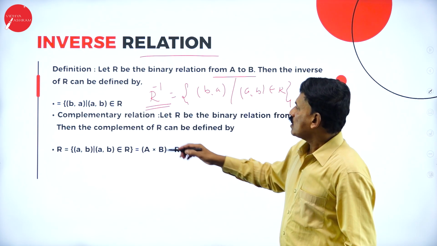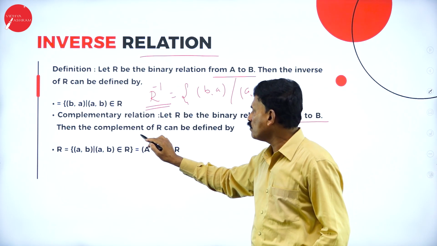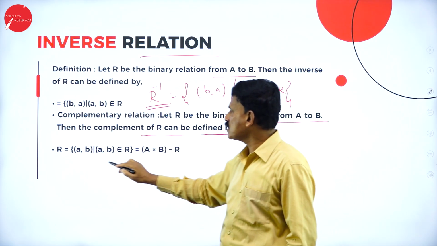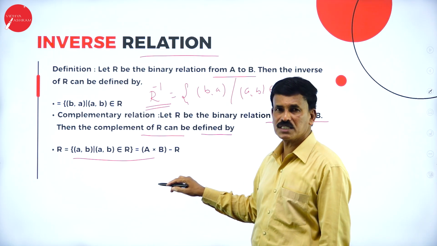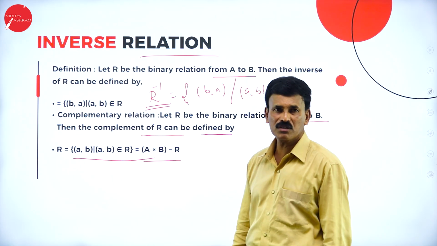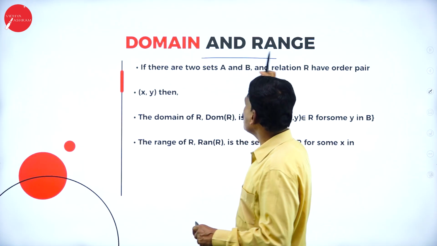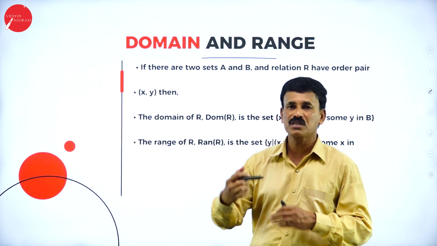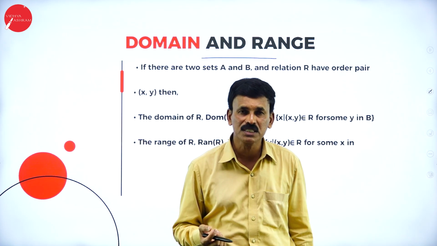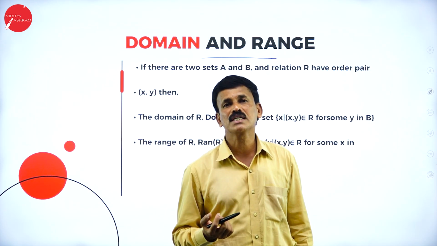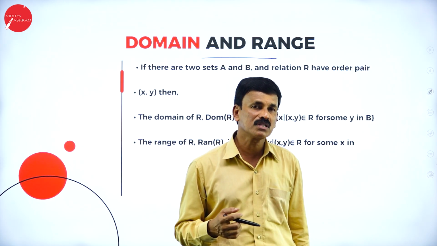Now, complementary relation means, let R be a binary relation from A to B, then the complement of R can be defined as {(a,b) such that (a,b) does not belong to R}, that is A cross B minus R, called the complementary relation. Now let us come to the concept in detail, domain and range. As I told just now, the domain is the set of all first elements of the relation, the set of all second elements of the relation is called the range, and the set B itself is called the codomain.